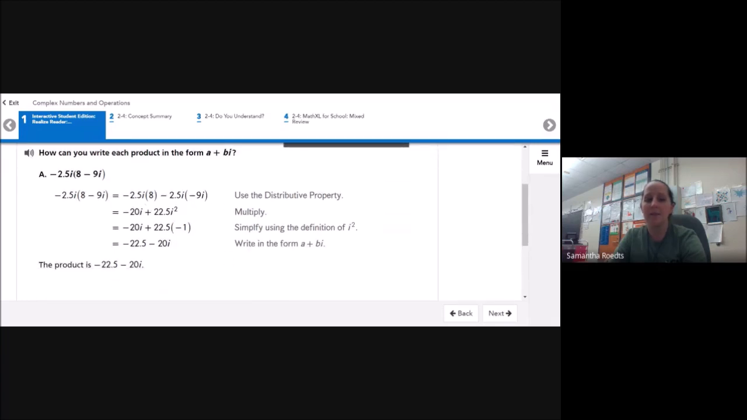Negative 2.5i times 8 is negative 20i, and then negative 2.5i times negative 9i is positive 22.5i squared. Remember, treat the i as though it were a variable. Okay? i squared we know is negative 1, so I substitute negative 1 in for i squared, which gives me a negative 22.5. So then when I rewrite this in the form a plus bi, I have negative 22.5 minus 20i.